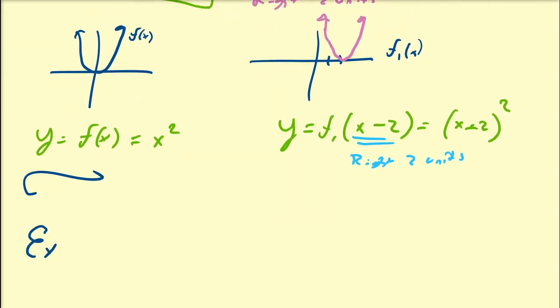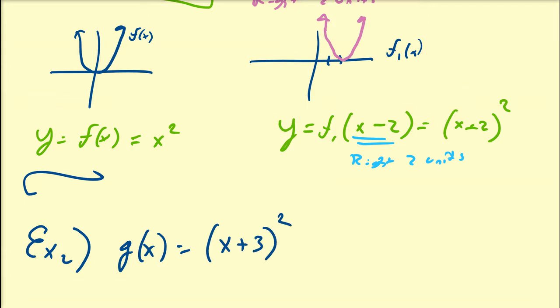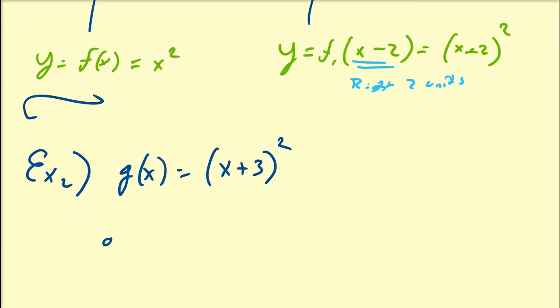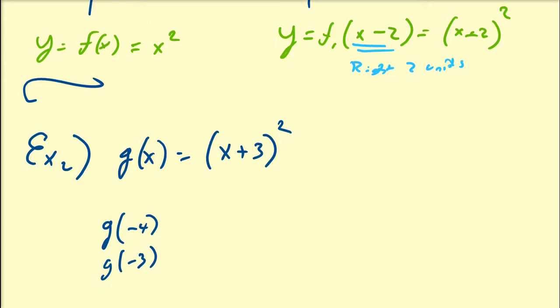So let's look at example 2. Let's call it g. g of x is going to be equal to x plus 3 squared. If we plug in some numbers, let's do -4, -3, and -2 just for points. So -4 plus 3 is -1 squared is 1, -3 plus 3 is 0 squared is 0, -2 plus 3 is 1 squared is 1. So here are our 3 points that we were using as a comparison.